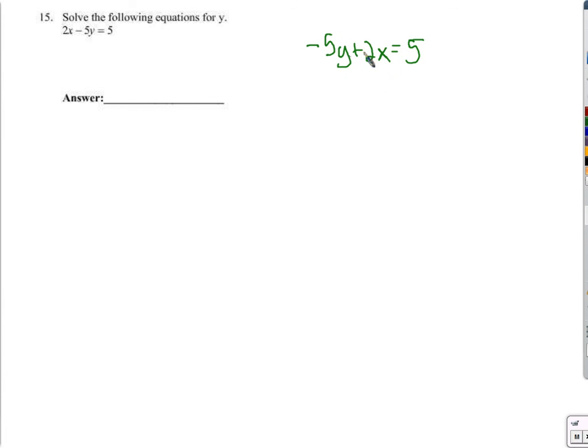And this way we can clearly see that something is being added to our term with a variable in it that we want to get by itself. So, since something is being added to the thing that we want to have by itself, we will subtract that very thing. And we'll have negative 5y equals 5 minus 2x. And now we have a negative 5 times y. How do we counter the multiplication of a negative 5? We divide by negative 5. So we have y equals 5 minus 2x over negative 5.